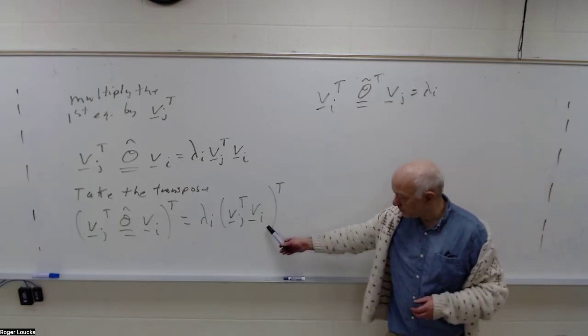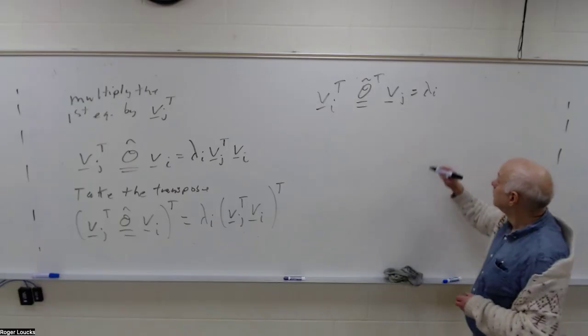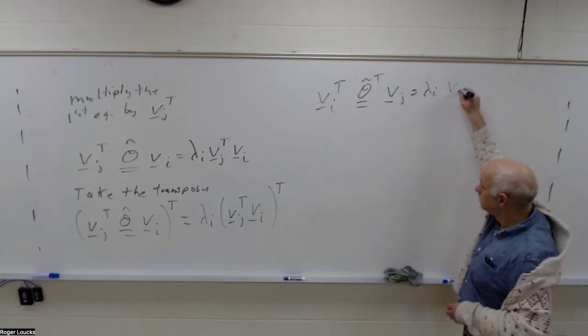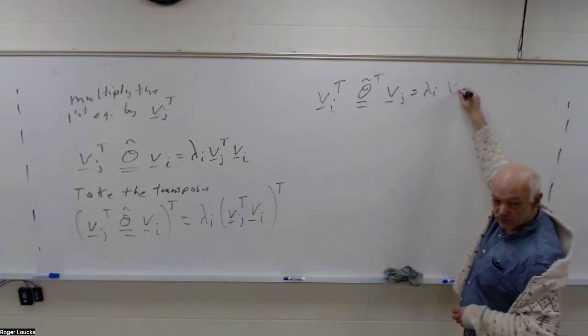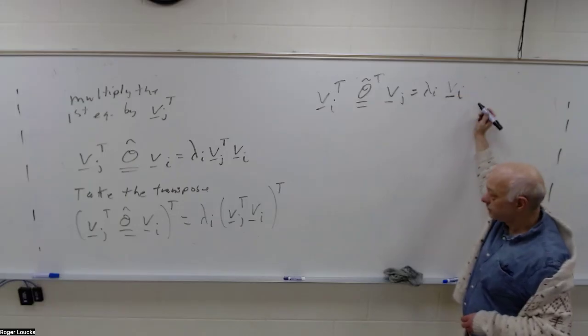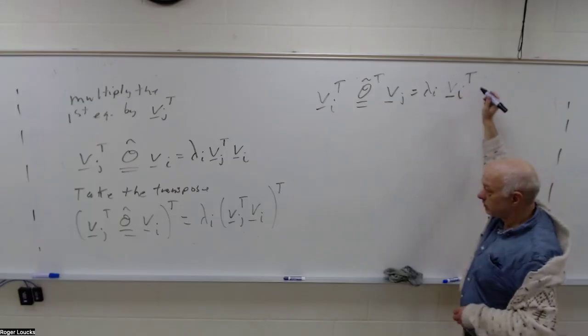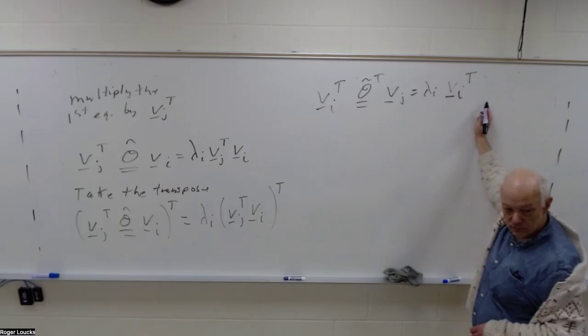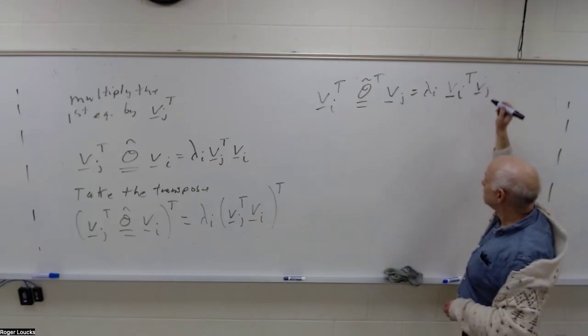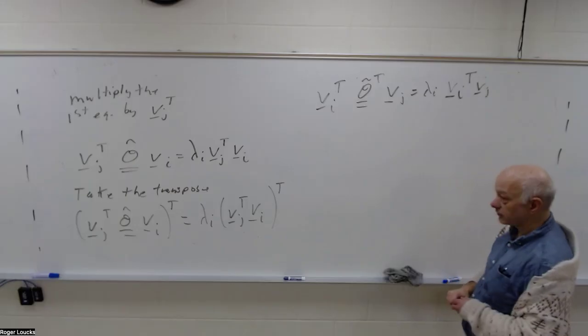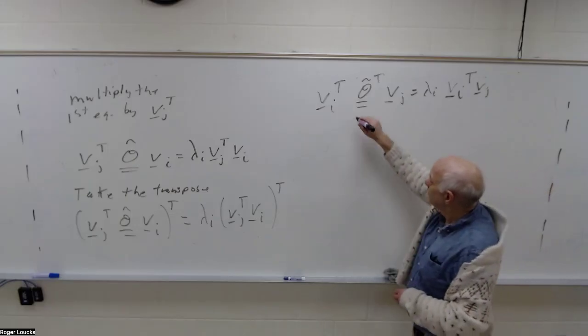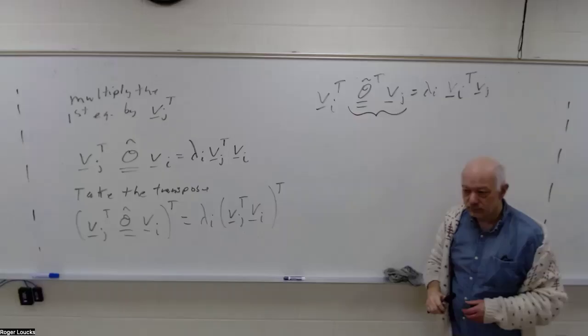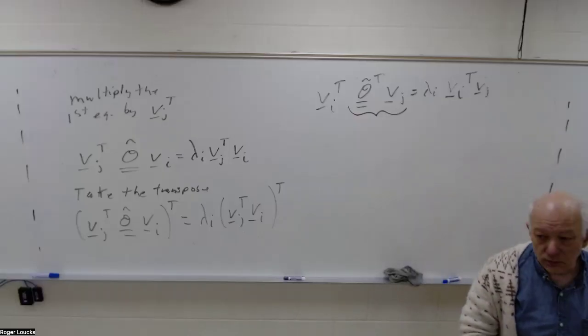My buddy here becomes V_J, V_I transpose, V_J, because the transpose of the transpose undoes itself. What on earth is this? When O acts on V_J.